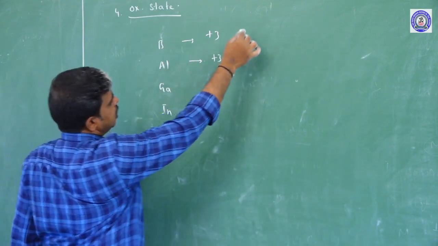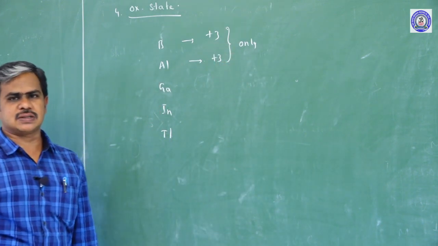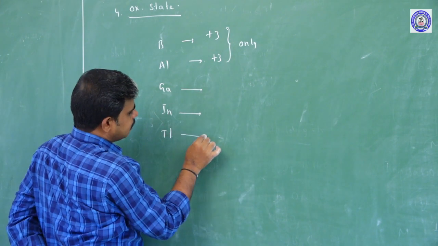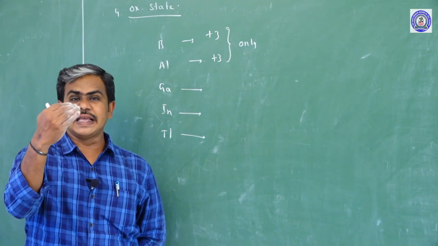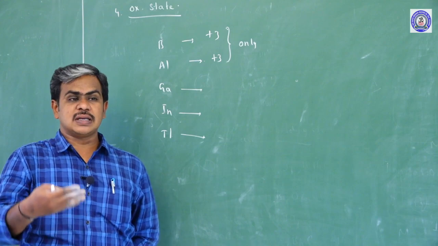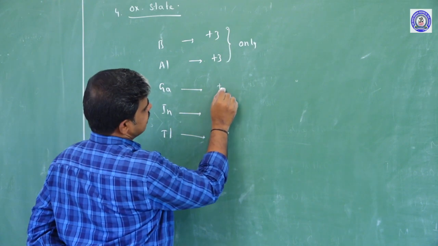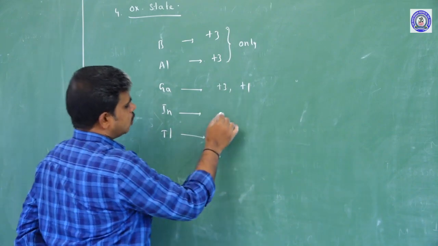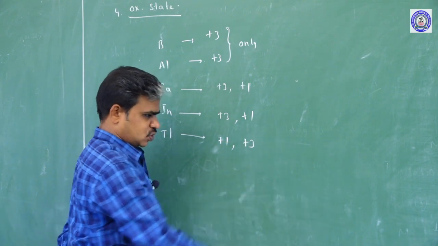Now, boron and aluminum show only the +3 oxidation state. In the case of gallium, indium and thallium, the stability of the +3 oxidation state decreases and the stability of the +1 oxidation state increases. So these three elements show two oxidation states: +3 and, in addition, +1.